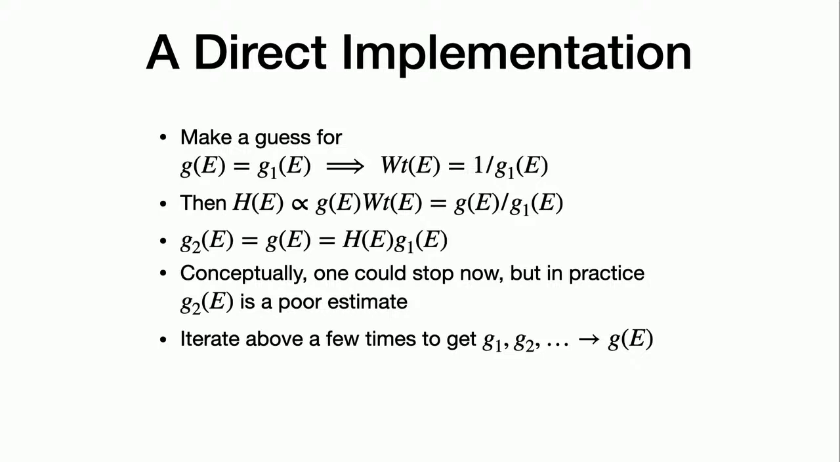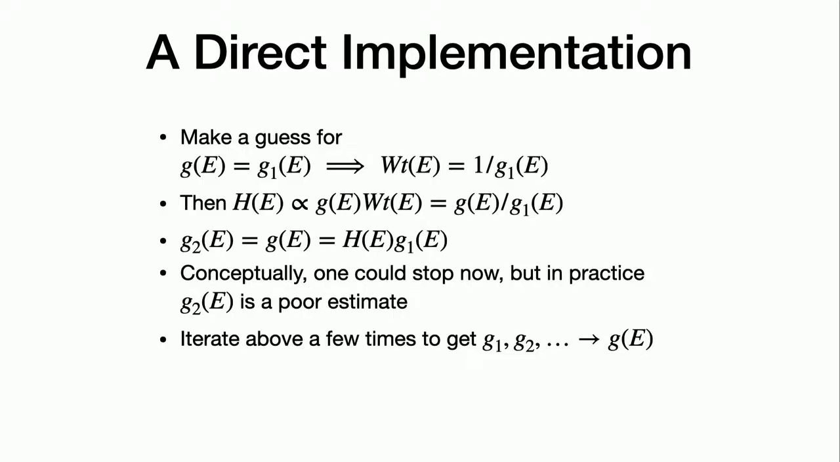We do not know, when you start the simulation, what the density of states is. So you make a guess. Your G of E is G1 of E, maybe constant, maybe some parabola, something. Given G1 of E, your weight of E is 1 by G1 of E. And then your histogram should be G of E times weight of E, so this is the actual G of E divided by your guessed value G1 of E. So the histogram will look like this.